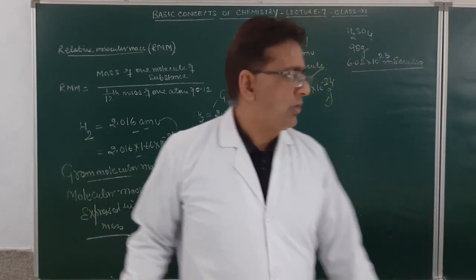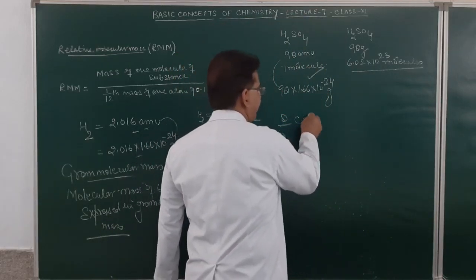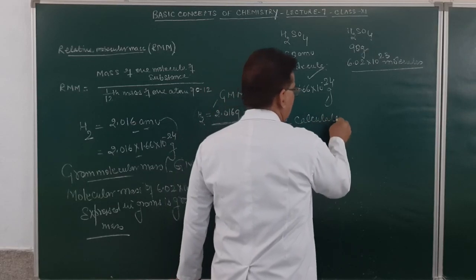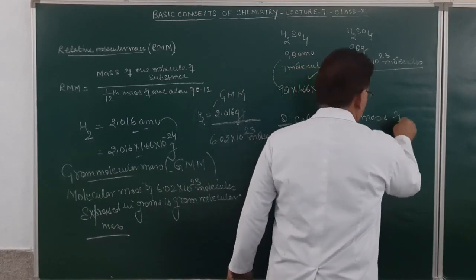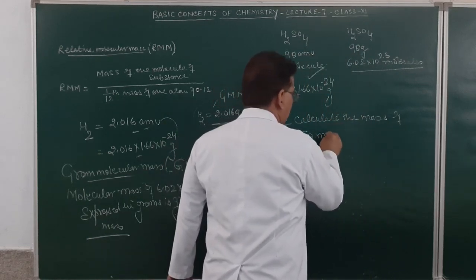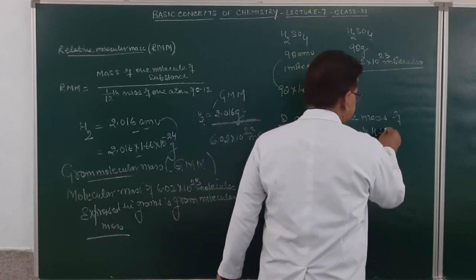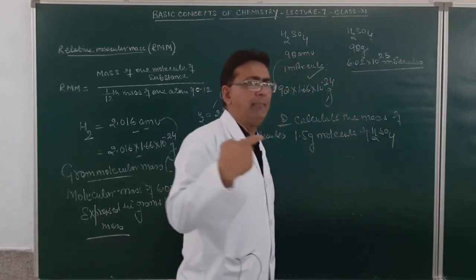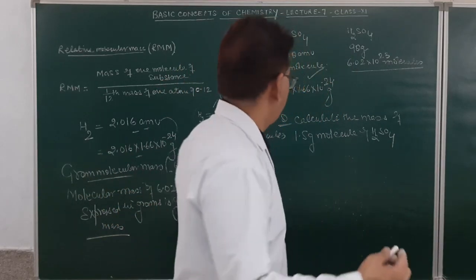Suppose the question is, calculate the mass of 1.5 gram molecule of H2SO4. One gram molecule is a gram molecular mass. So how do I do it?